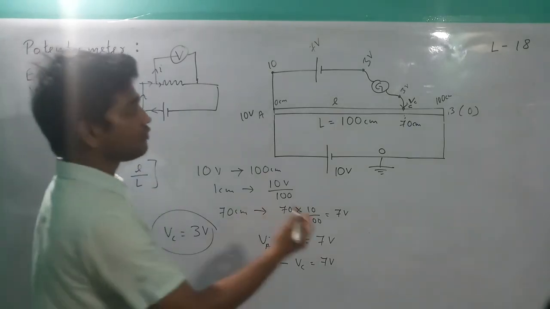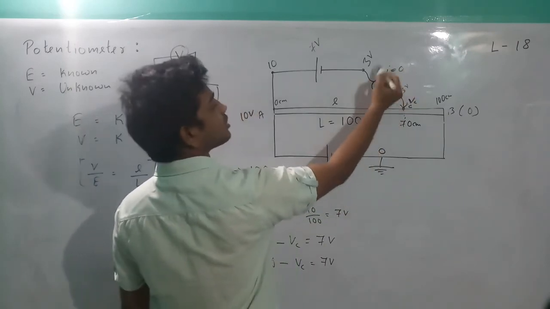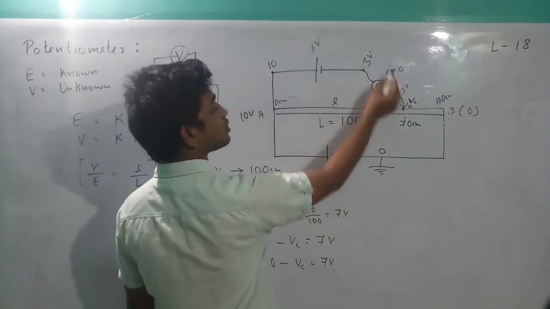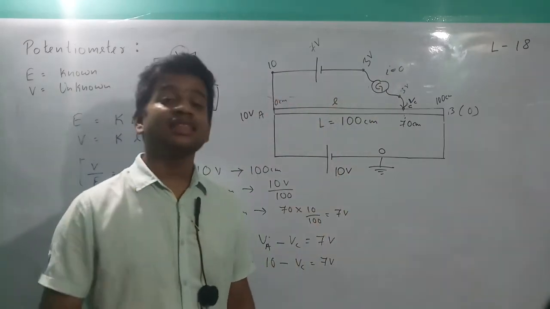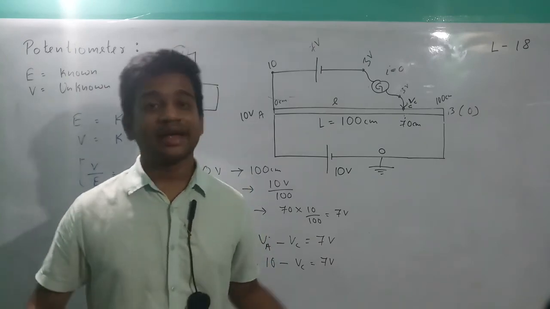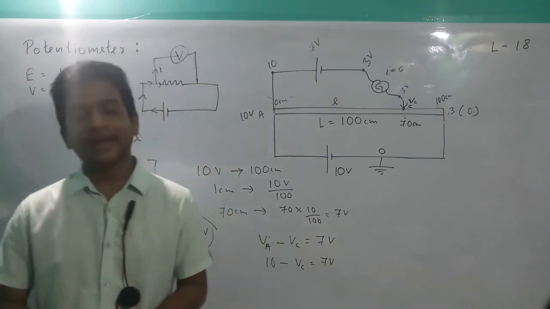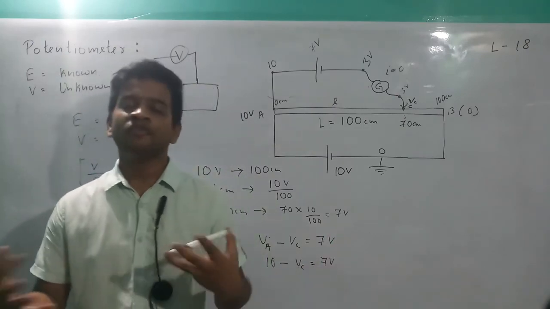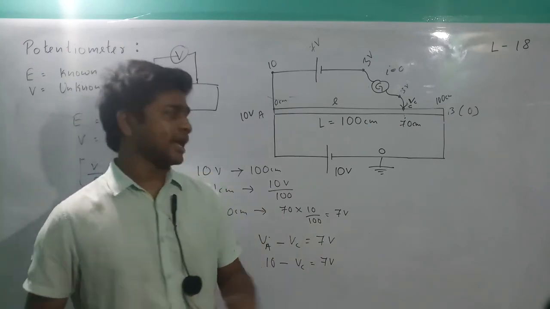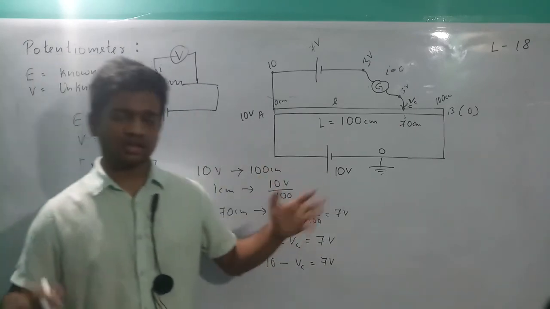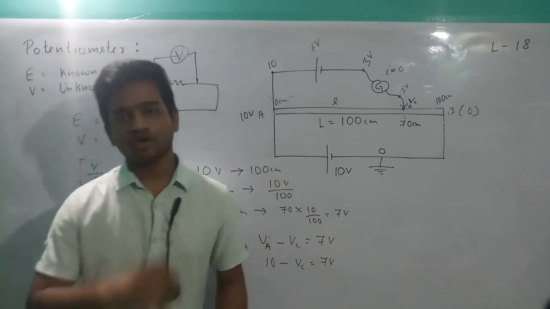But in this case, we know that no current is passing through the galvanometer, hence no current is passing through this whole circuit. Hence the potentiometer is not withdrawing any current, so it is not consuming any power and still giving us the result. So the potentiometer is better than the voltmeter, because the voltmeter withdraws power and the potentiometer does not. Kindly note this down and draw whatever is necessary in the sheet, and then we'll proceed to the next thing.